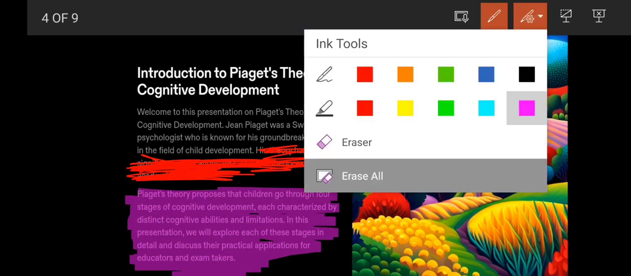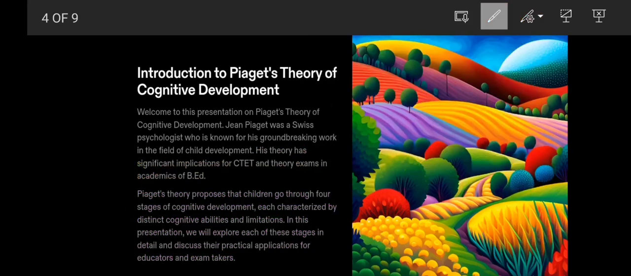So here, Piaget's theory has some stages for cognitive development. It means the cognitive development takes place in children in some stages. Each stage is characterized by different cognitive abilities and limitations. In each stage the child will develop different cognitive abilities, and there will also be some limitations for the cognitive development in each stage.